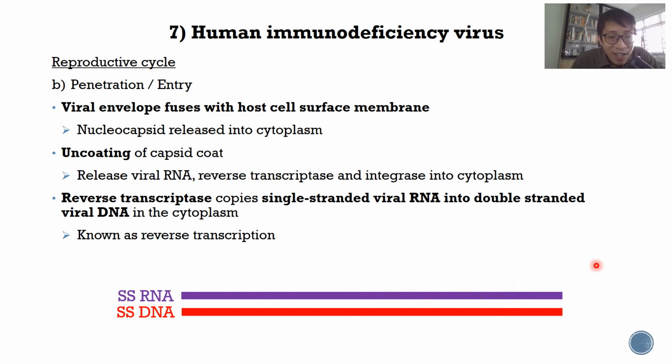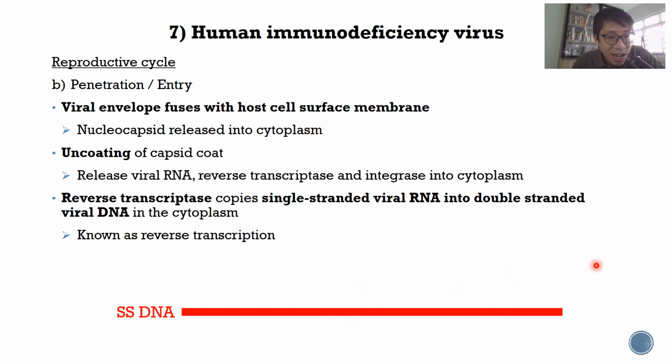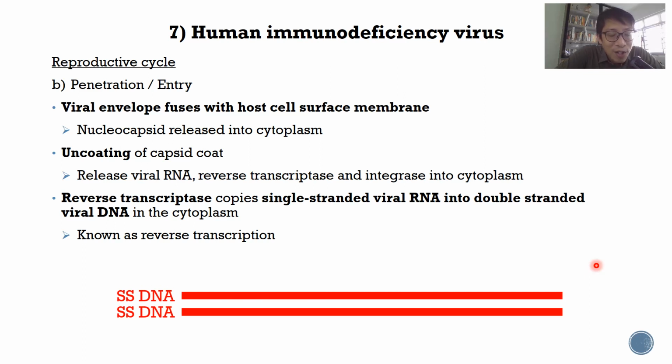So now we have a hybrid, right, of RNA binding to DNA. After that, the reverse transcriptase would hydrolyze the viral RNA. So now we are left with a single-stranded DNA, which then becomes the template to synthesize the complementary strand, also by reverse transcriptase. All right, so multi-steps. The single-stranded viral RNA is now copied into a double-stranded viral DNA.